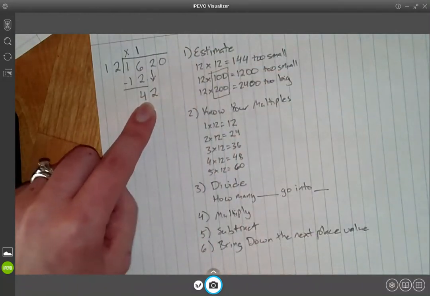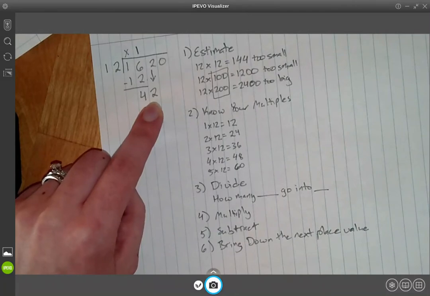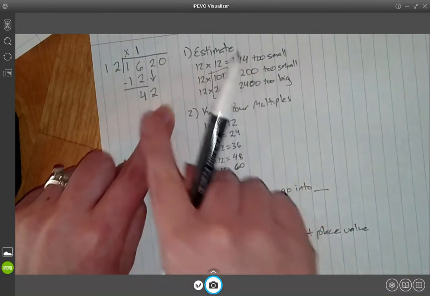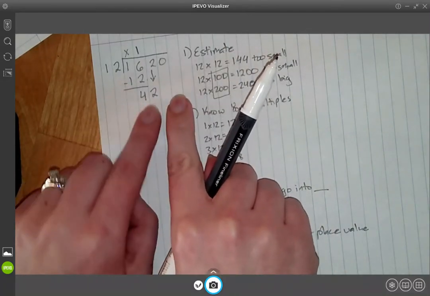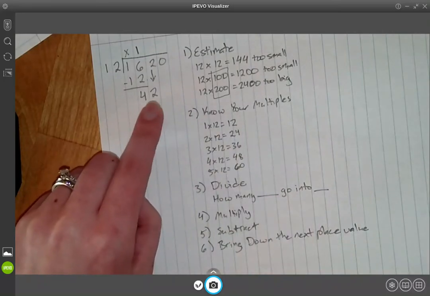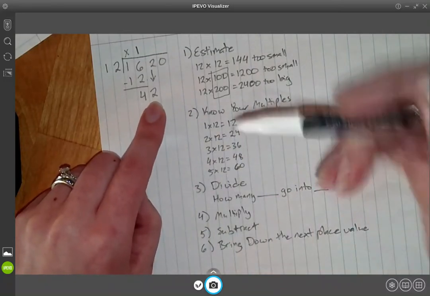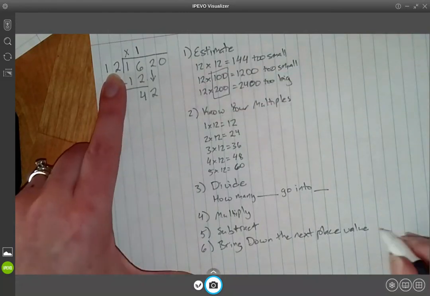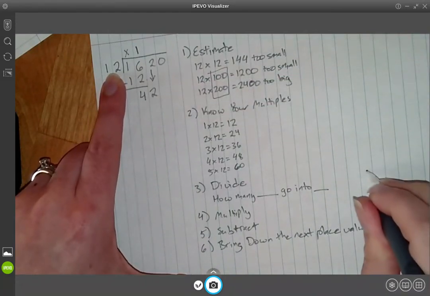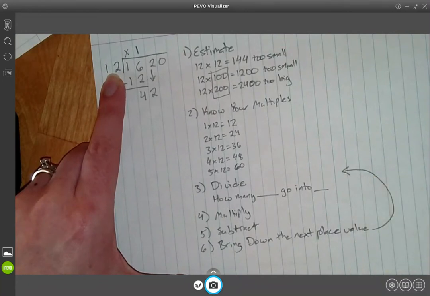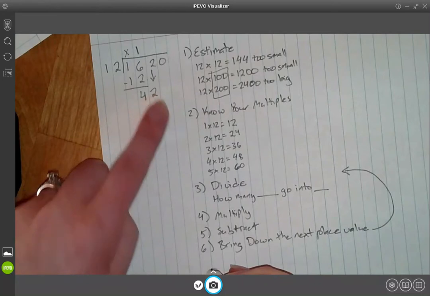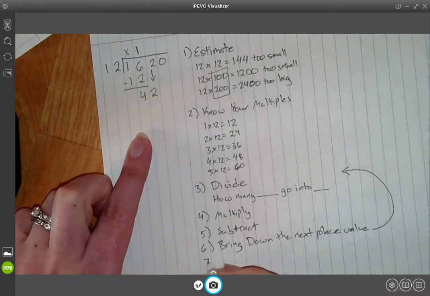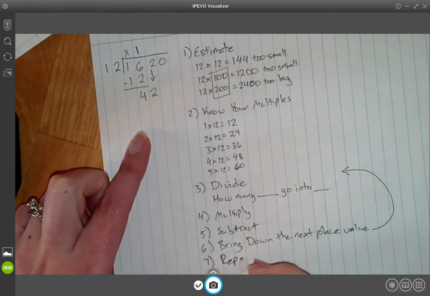So now I'm dealing with the number 42. I'm really dealing with 420 if I use the whole place value system. But for efficiency's sake, I'm only going to use the 2 numbers I need. Now this number is bigger than 12, and I start the process over. So I'm going to repeat these steps as many times as I need until I've run out of numbers. So step 7, repeat.